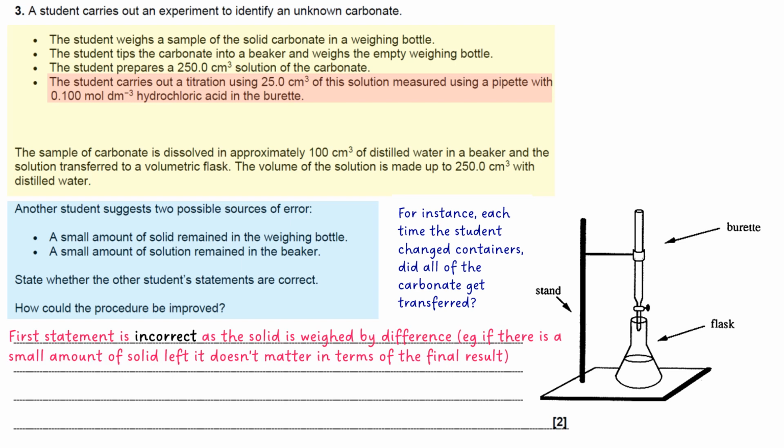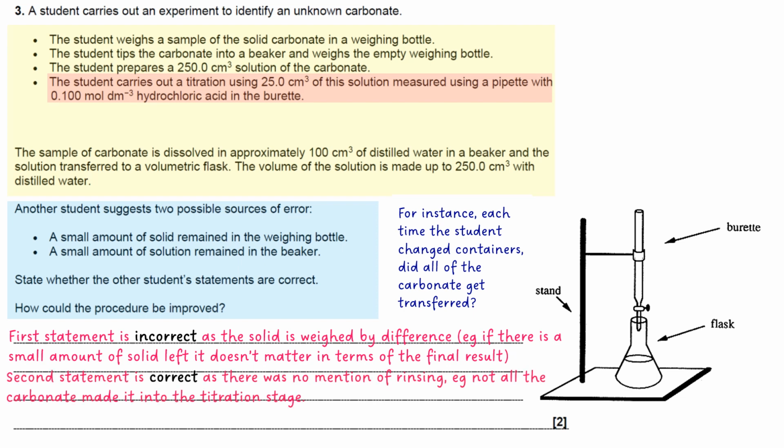So the first statement is incorrect as the solid is weighed by difference. So it doesn't matter in terms of the final result if there's a little bit left behind, because at the point you do the weighing, that's when you need to start making sure that you keep the carbonate being transferred rather than leaving little bits behind on each of your pieces of glassware.